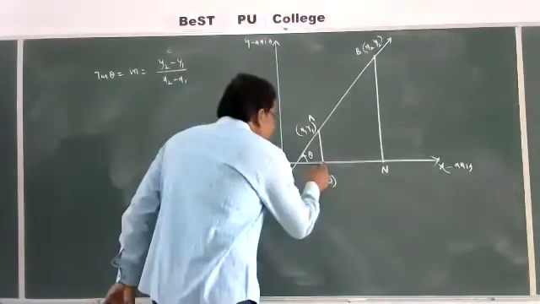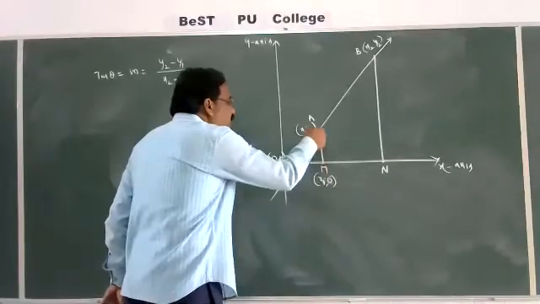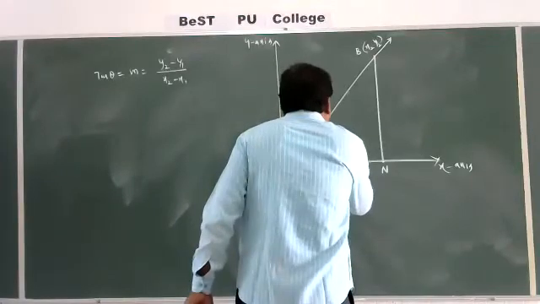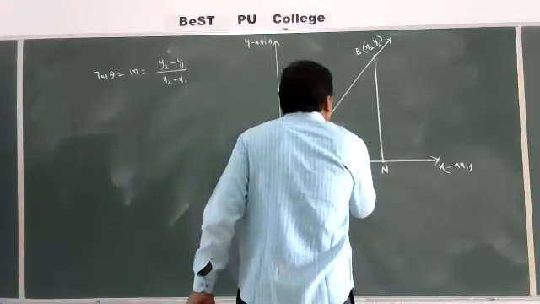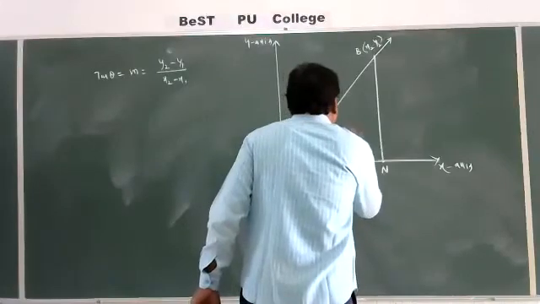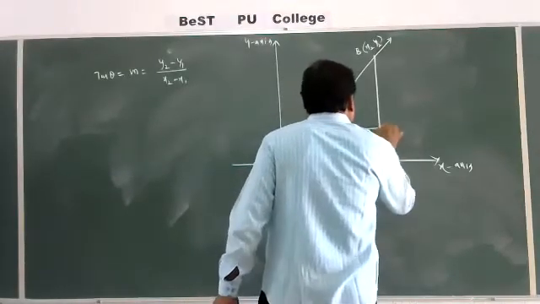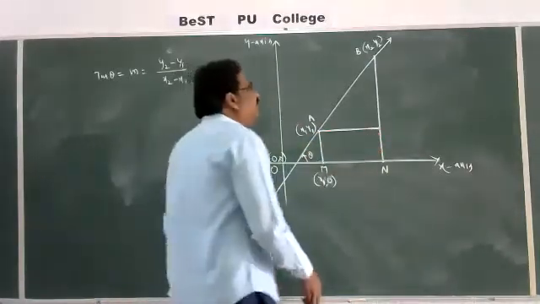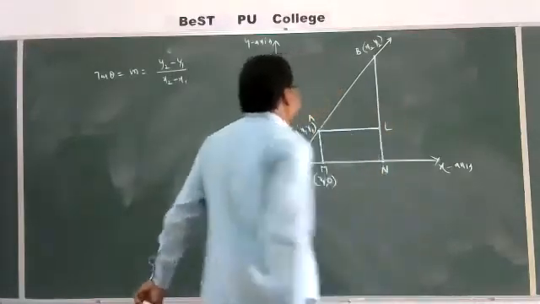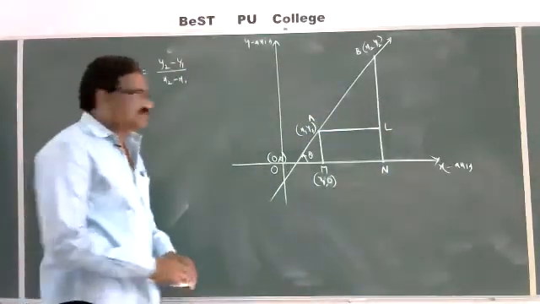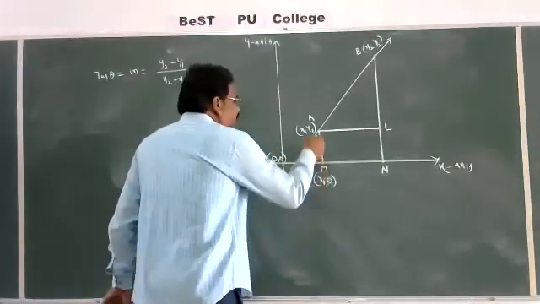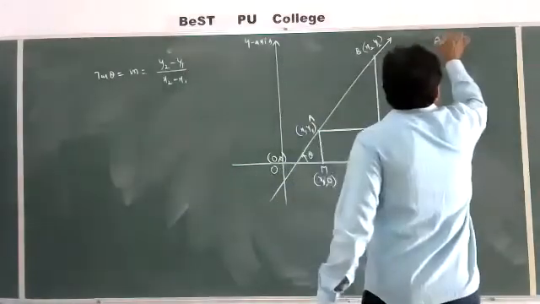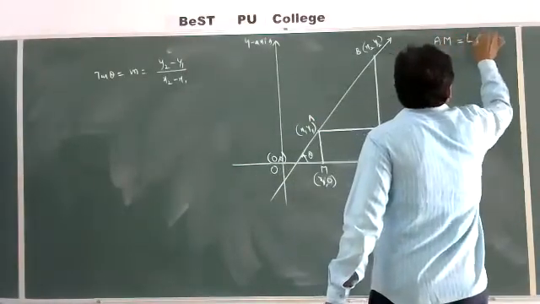So this distance is x1. This distance is y1. Here also a perpendicular line is drawn from A to BN. It meets BN at L. Here we observe this: AM length and LN length, both are same. AM length is equal to LN length.